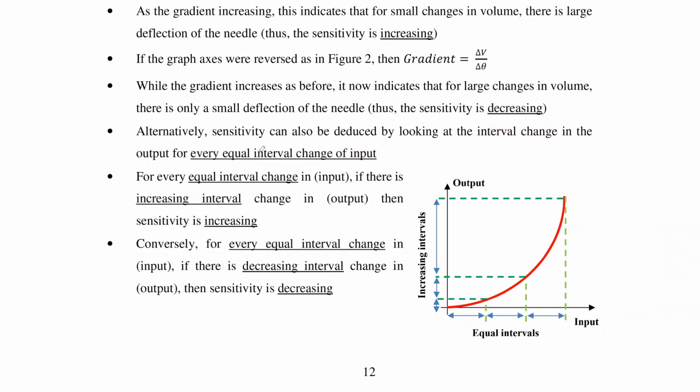Apart from looking at the gradient of the graph to determine sensitivity, sensitivity can also be determined by looking at the interval changes on the graph, specifically the interval change in the output for every equal interval change of the input. For every equal interval change in the input, if there is an increasing interval change in the output, then the sensitivity is increasing. Take, for example, the graph here. For every equal interval change in the input, notice that there is an increasing interval change in the output. Therefore, we would say that the sensitivity is increasing. Conversely, for every equal interval change in the input, if there's a decreasing interval change in the output, then the sensitivity is decreasing.